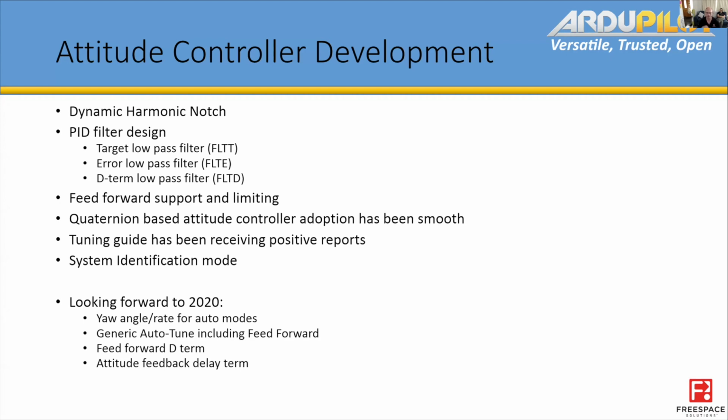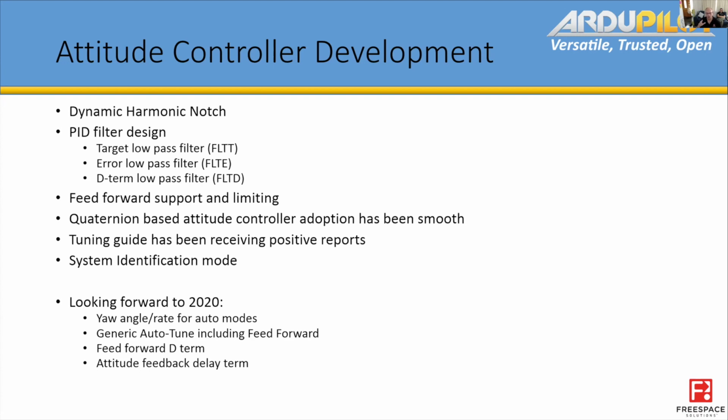So looking forward to 2020, yaw and angle rate, your angle rate input for auto modes, and I'll perhaps talk about that a little bit more in the last half of the talk. But basically that allows us to pass both angle and rate of change of angle into yaw in the attitude controller. It is very helpful for a lot of navigation problems, and something Tridge and I were working on when we were looking at doing fast little circles in a chamber.